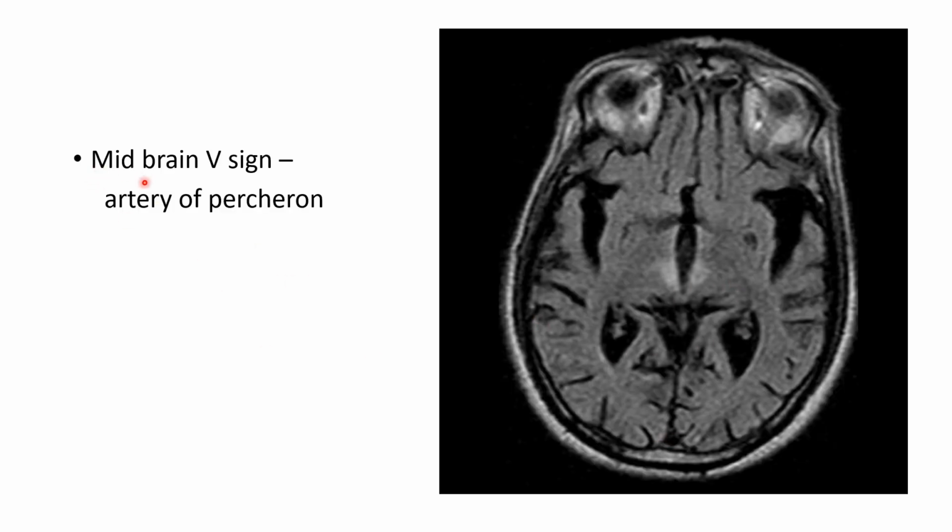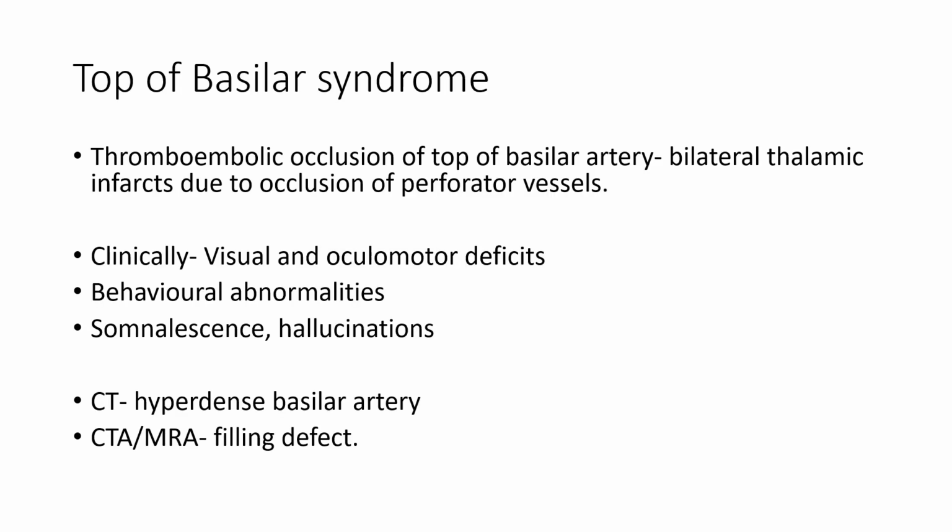One more sign can be illustrated. It's called the midbrain V sign. There will be hyperintense signals due to a thrombosis of artery of Percheron. So the infarction will appear as hyperintense signals in the paramedian thalamus and midbrain region. So that can give a midbrain V sign.